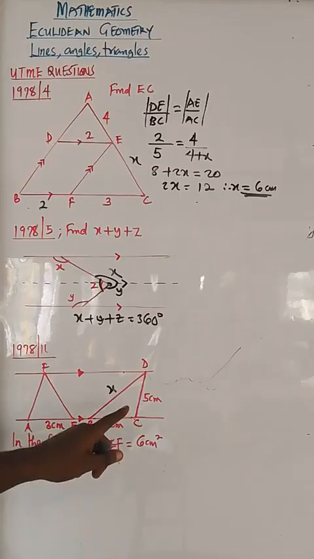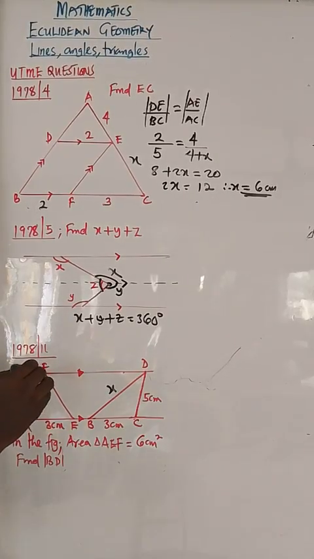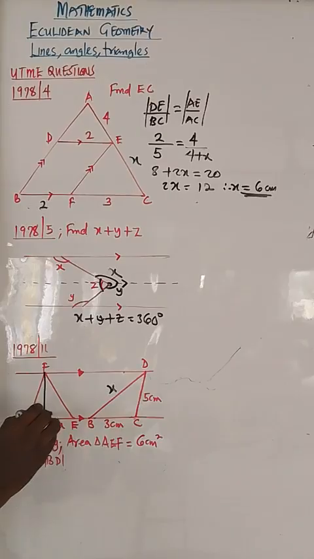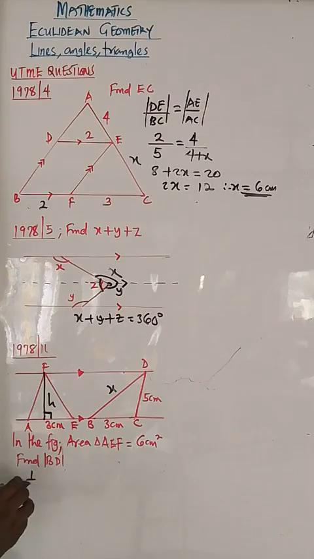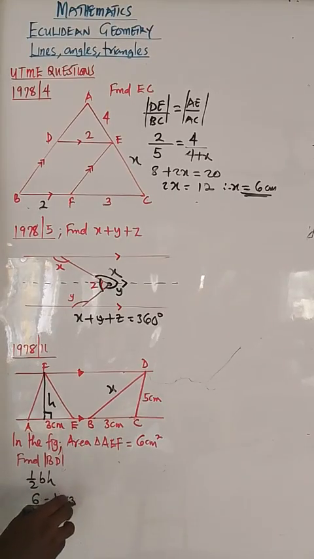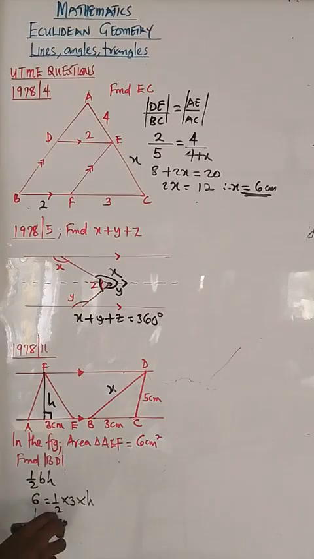Now, how can I get the area of a triangle with 3 sides? If you have a triangle and a perpendicular side is known, for example, look at this. If I draw a line perpendicular to this base, let's call it H. The area of this triangle is half base times height. So since the area is given as 6, you can say 6 equals half times base 3 times height. From here, 3 times 1, 3 times 2, 2 times 2, 4. It means H is 4 centimeters.